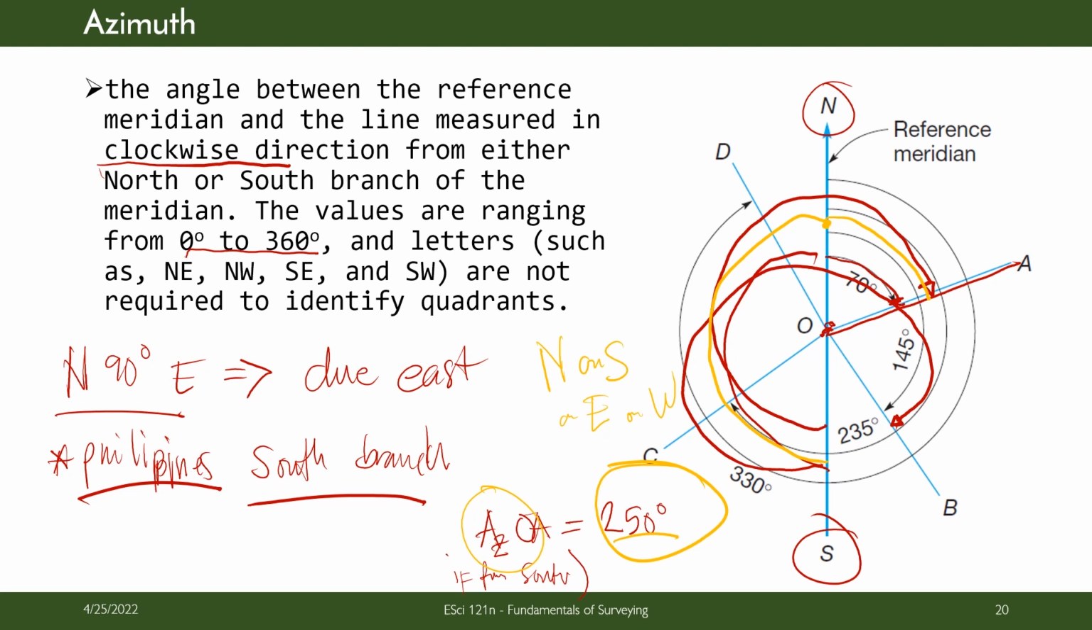But we also make sure it is pre-identified whether this azimuth is from the south branch or north branch. But to be safe, in the Philippines, we use the south branch instead of the north branch. This is also used in the military. They prefer the south branch rather than the north branch.